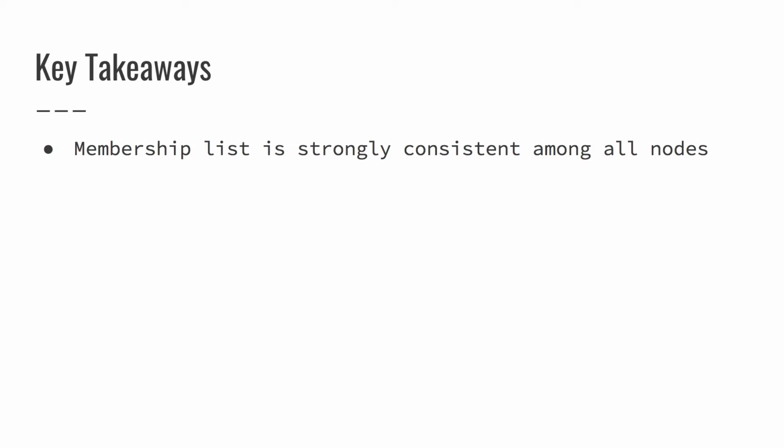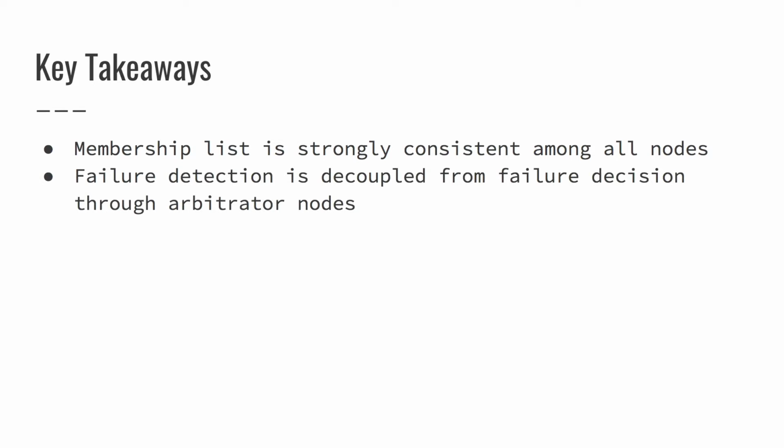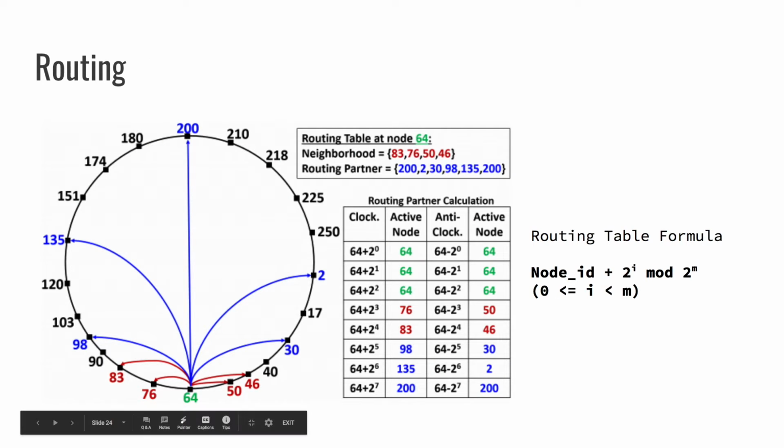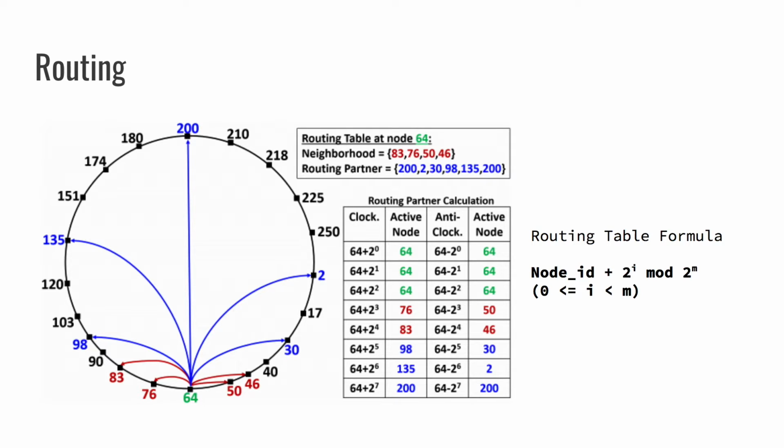Here are some key takeaways for the failure detector in Service Fabric. First, the membership list is strongly consistent among all nodes, and failure detection is decoupled from failure decision through arbitrator nodes. We covered failure detection. Let's move on to how routing works within the Service Fabric platform. To understand routing, we have to go back and look at the ring topology.